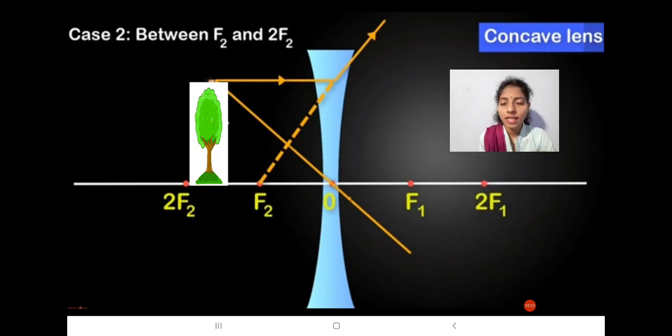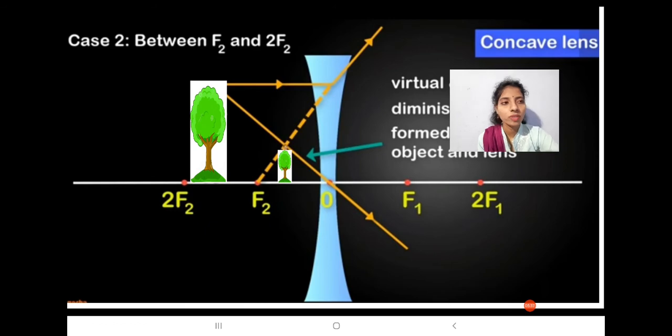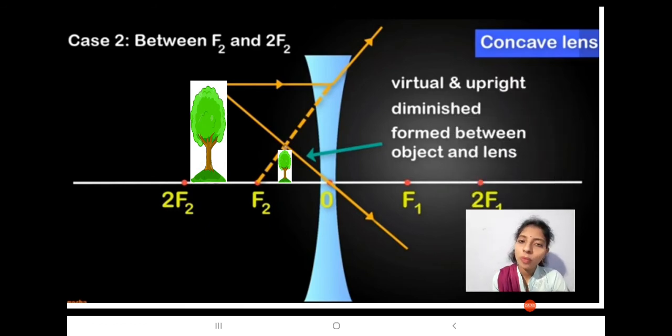Now see case 2. Now when we take the object between F2 and 2F2. Yes, when we draw the ray diagrams, we will observe the image is at the same position, and the properties of the image are the same, that is virtual, upright, diminished, formed between object and lens.